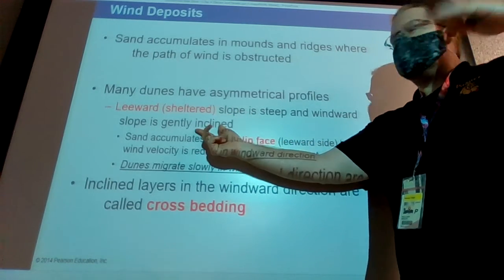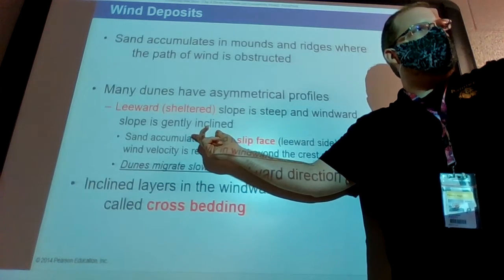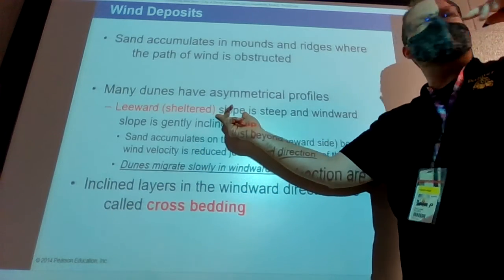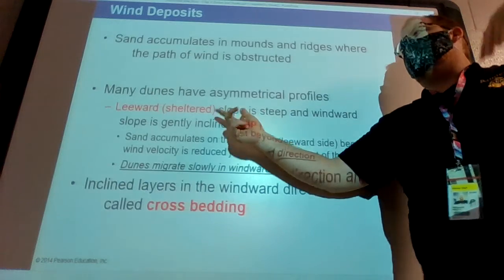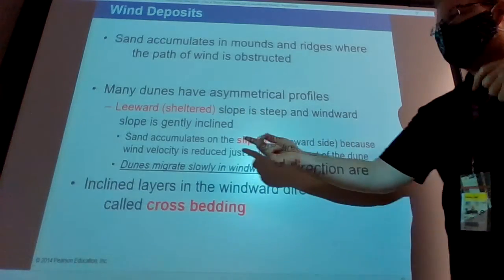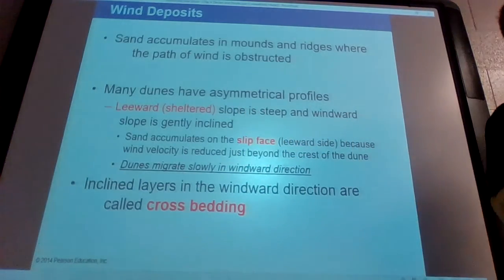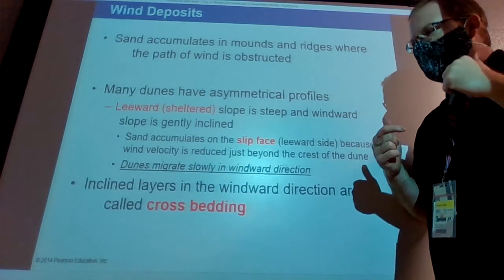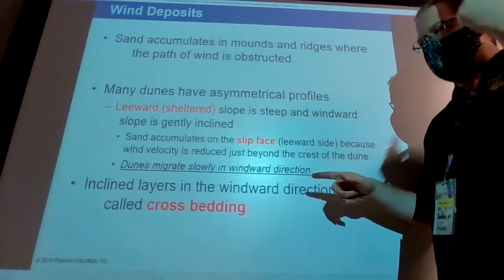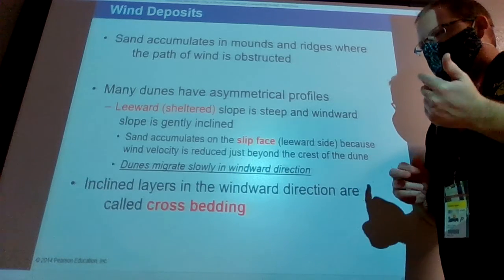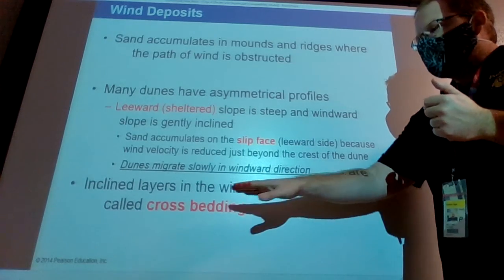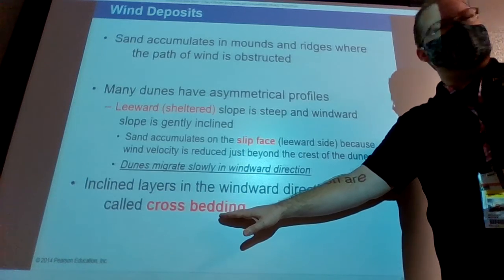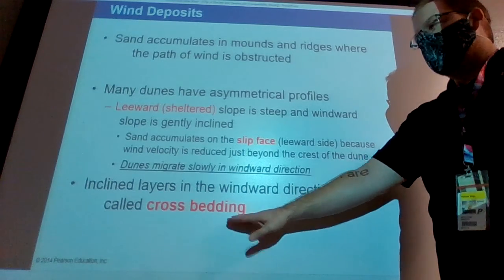And so you get this gently inclined slope on one side where the wind is blowing, and you get this very steep slope on the back side, your leeward side. Sand accumulates on the slip face. So the little faces that I drew building out, that's going to be called the slip face on the leeward side. And the dunes migrate in that direction, the same direction the wind is blowing. Those little layers that you see that build up are called cross-bedding.